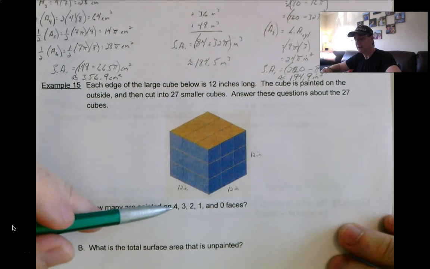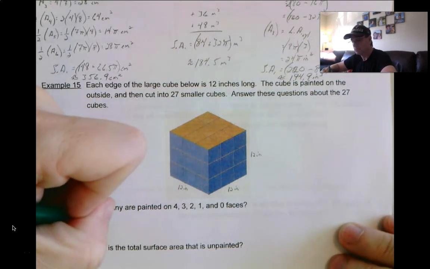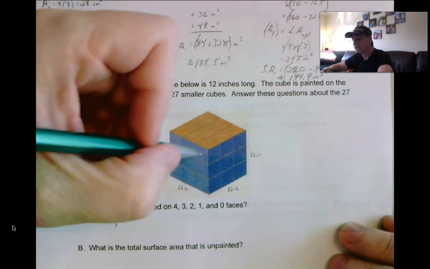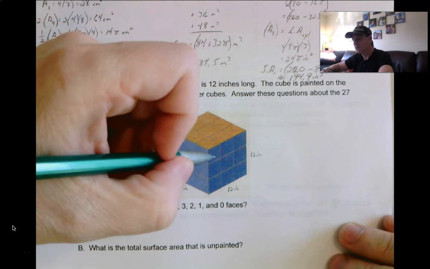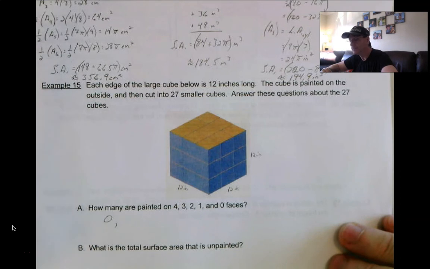How many are painted on all 4 faces? How many painted on 4 faces? None of them. How many are painted on 3 faces? This is painted on 2. None of them.